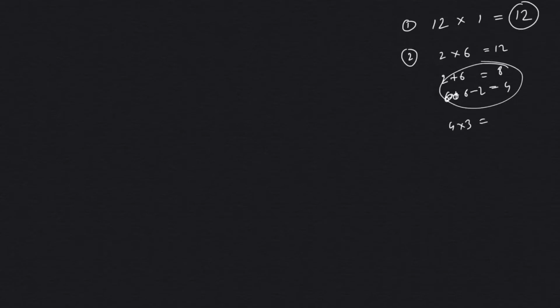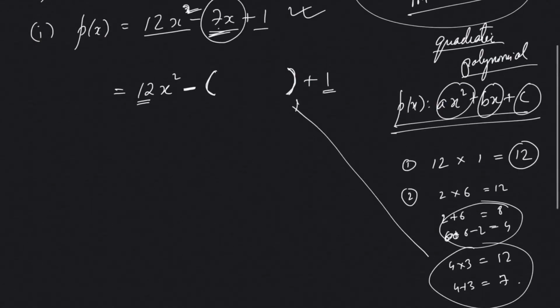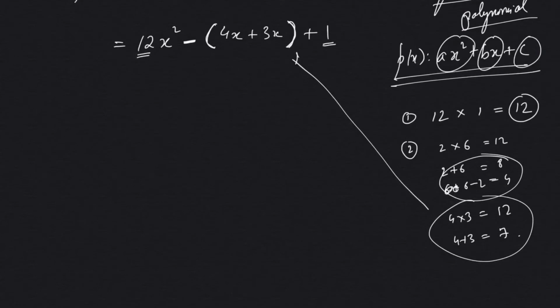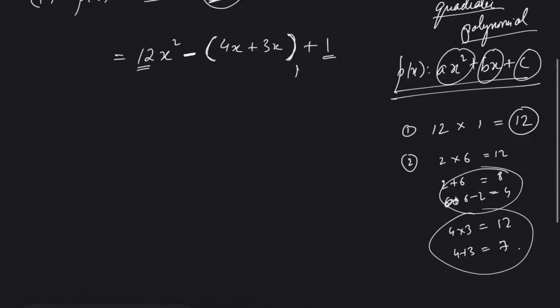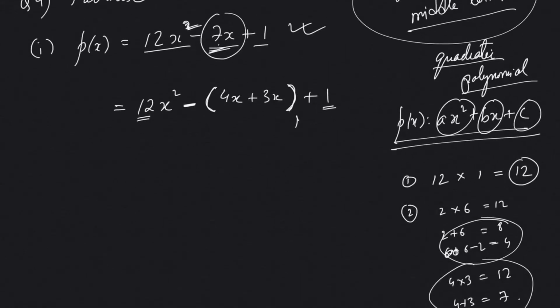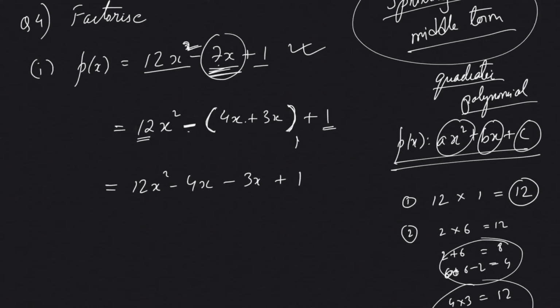So let's try to find some other factors, like 4 into 3 is 12. Now you can see that 4 plus 3 is 7. So this will satisfy our term 7 here. I will write, don't leave out the variable, 4x plus 3x. Once that is done, your job is almost done, because if you have found the factors and are able to split the middle term, your job is almost done. Now 12x square minus, you can remove the bracket, so this will be minus 4x minus 3x plus 1. So by splitting the middle term, we get four terms from three terms.